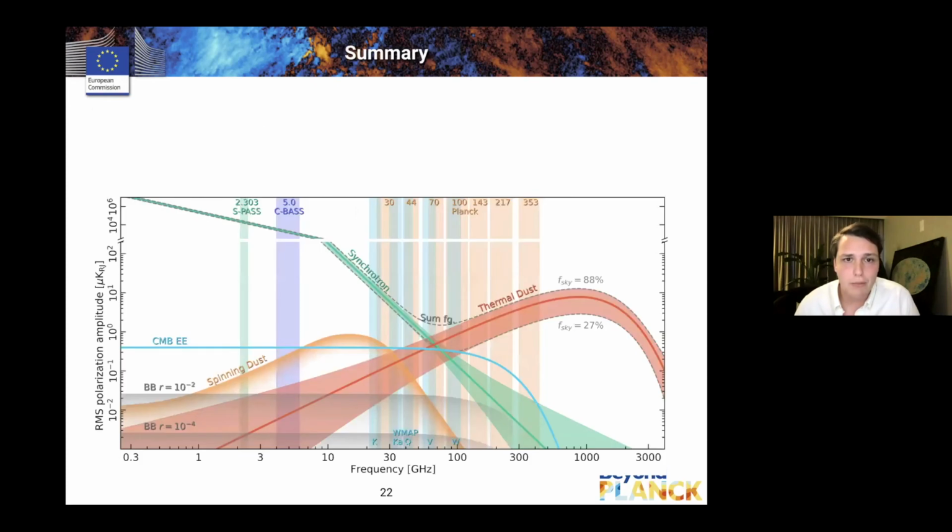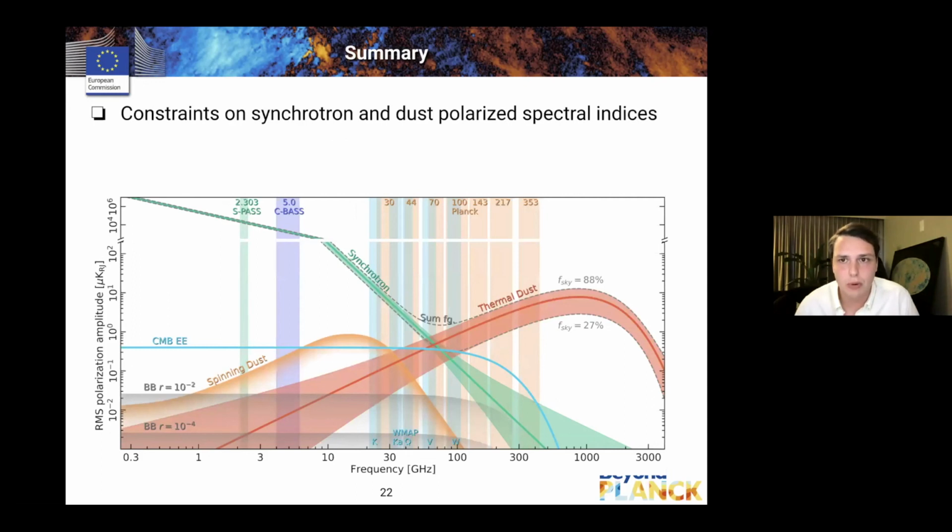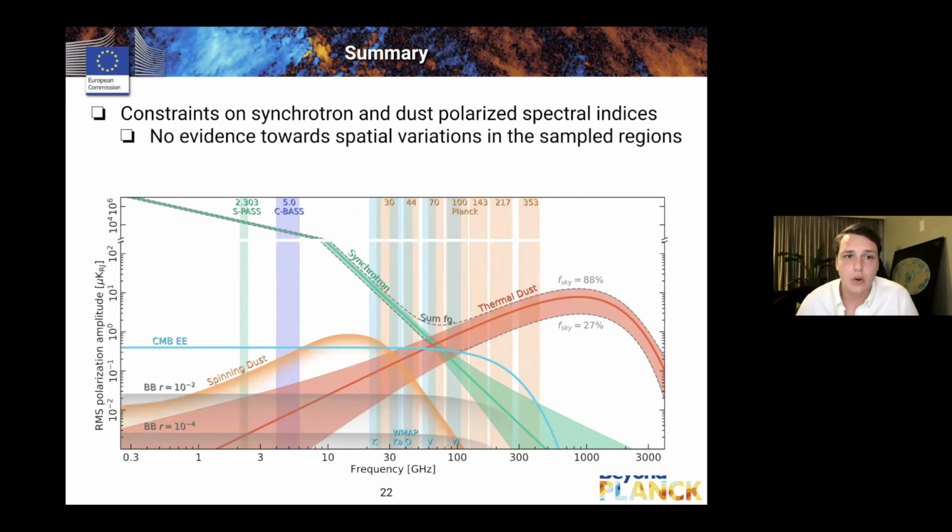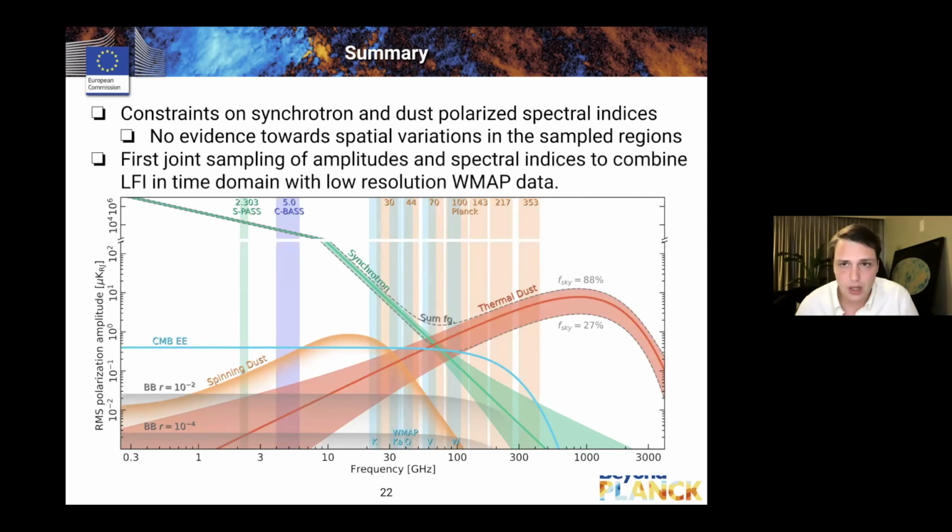So in summary, we have constraints on synchrotron and dust polarized spectral indices. We find no evidence towards spatial variations in the sampled regions, which is a good thing for future analysis, if that's true. And this is the first joint sampling of amplitudes and spectral indices to combine LFI and time domain with low resolution doubly mapped data. So that is nice.